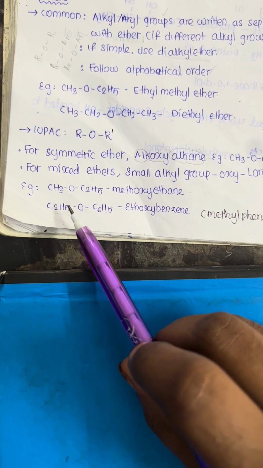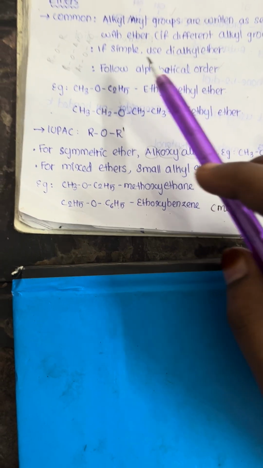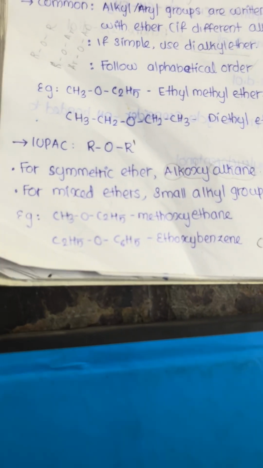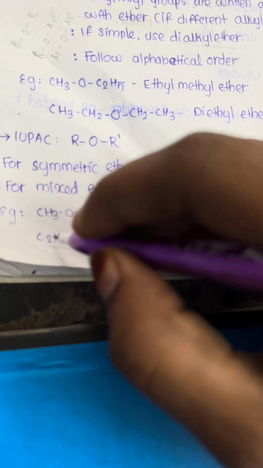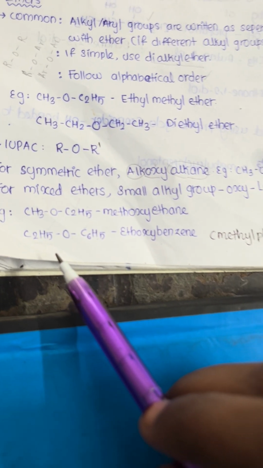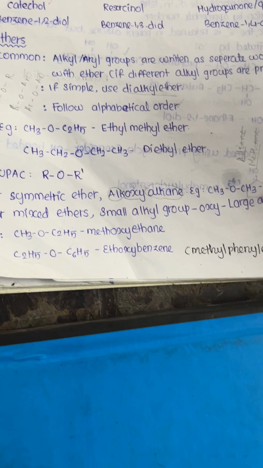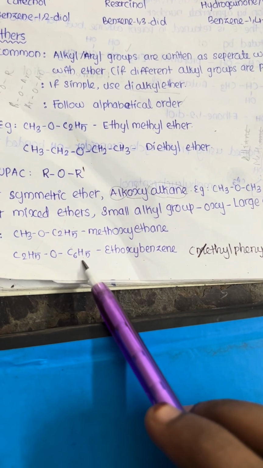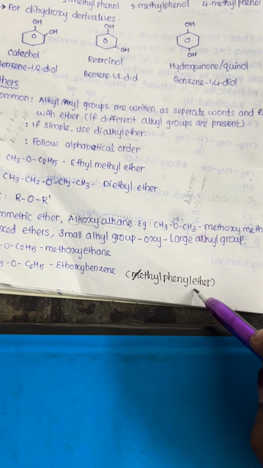And the common name of this one will be, what is this? An unsymmetric ether. So we should use alkyl aryl ether, and follow the alphabetical order. Here an ethyl group is there, a phenyl group is there. So E comes first. It is not methyl, it is ethyl. Ethyl phenyl ether. Ethoxybenzene is the IUPAC name, and ethyl phenyl ether is the common name.